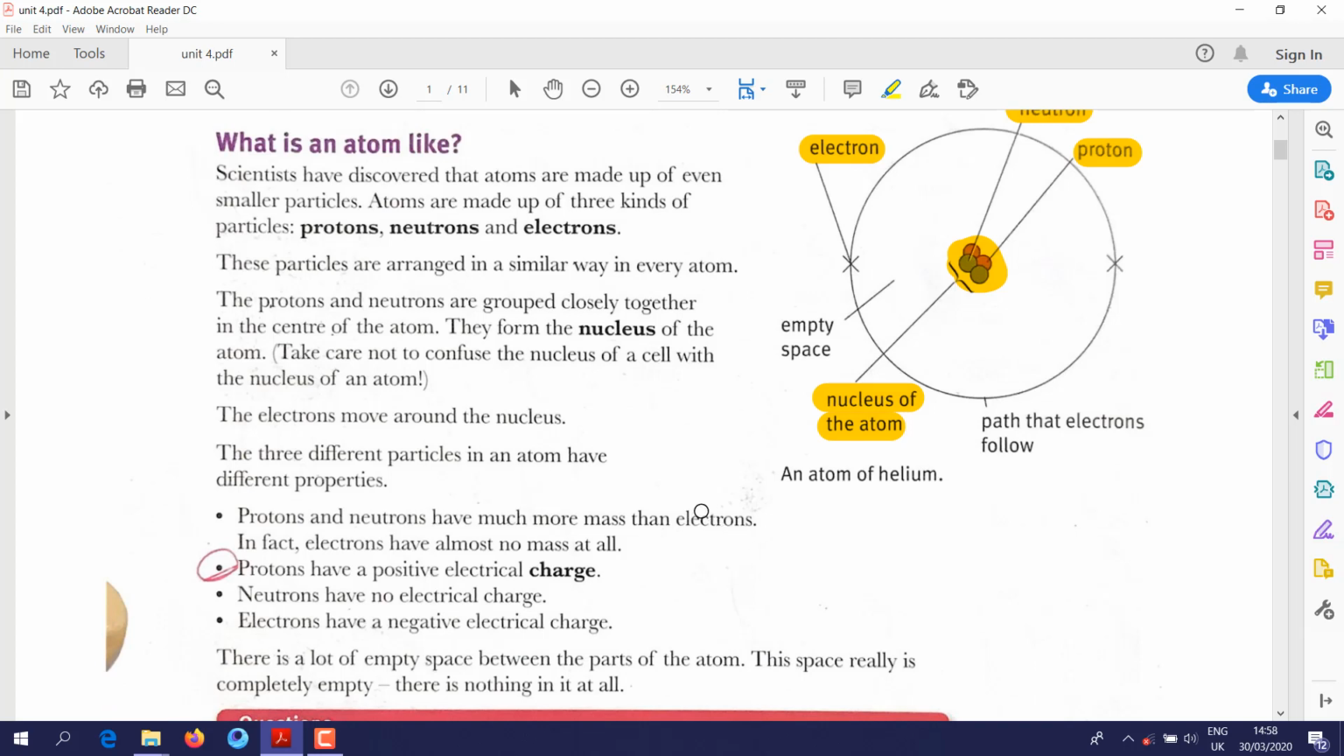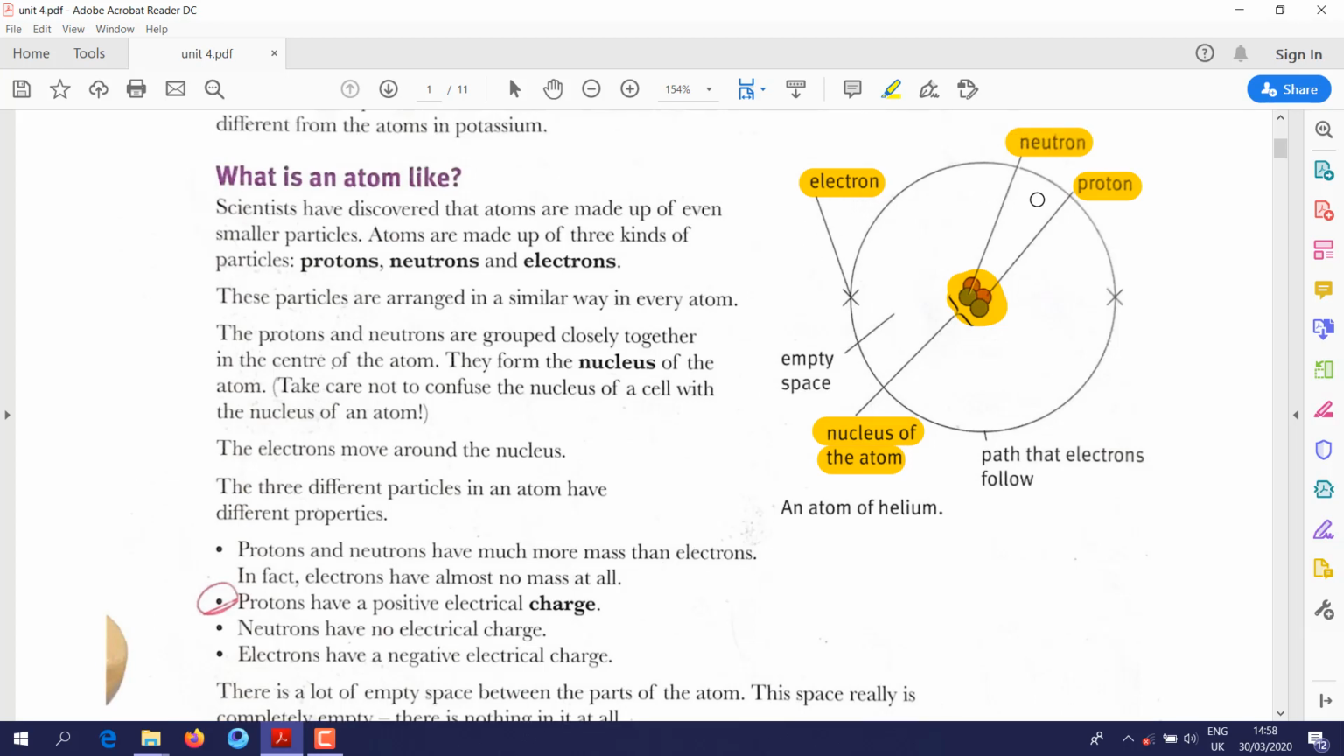Then, these three subatomic particles, proton, neutron, electron, differ from each other by the electric charge that they have. How? Protons have positive charge. Neutron, no charge. Electron has negative charge. Again, the three subatomic particles differ from each other by their electric charge.